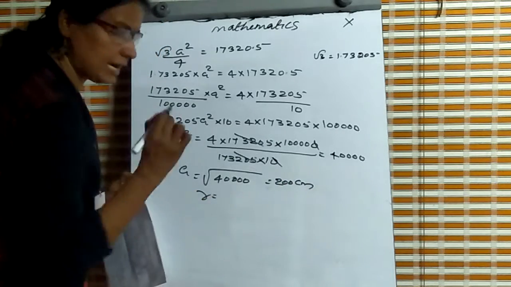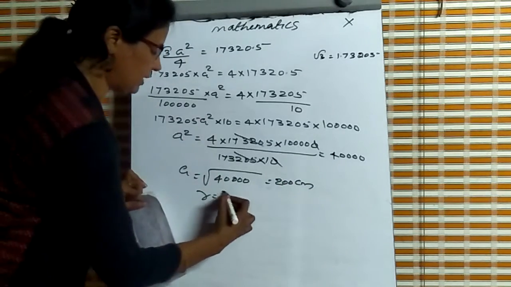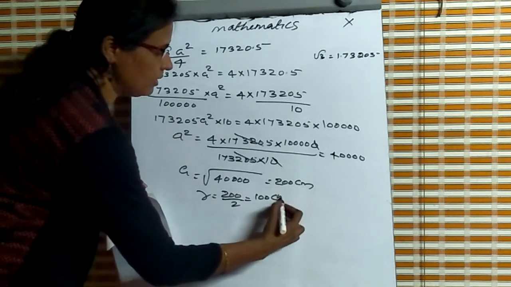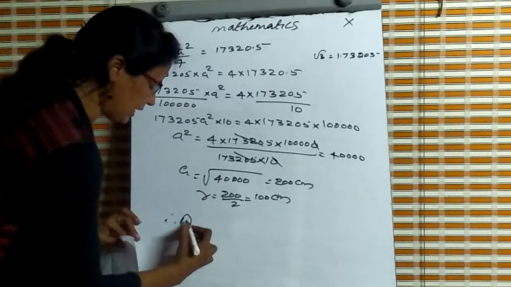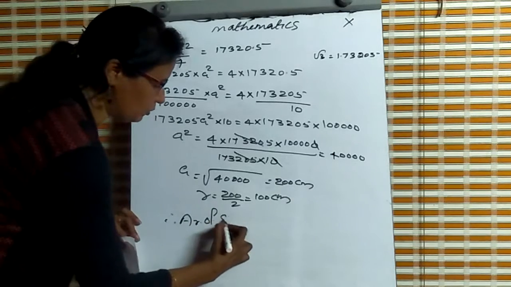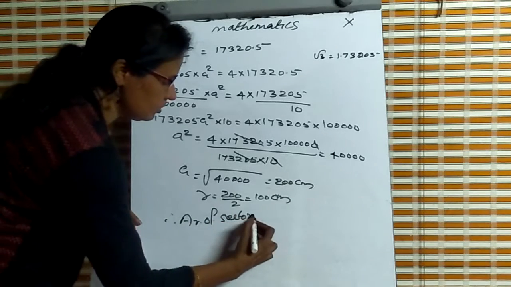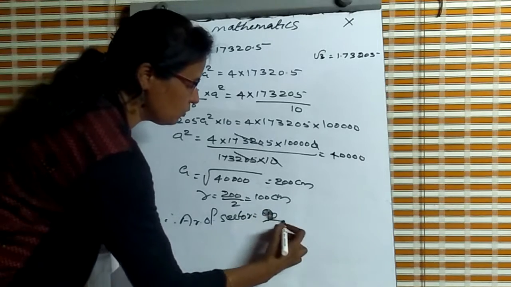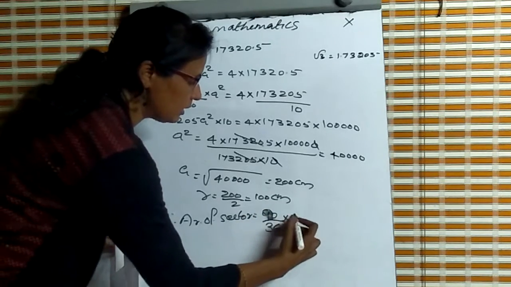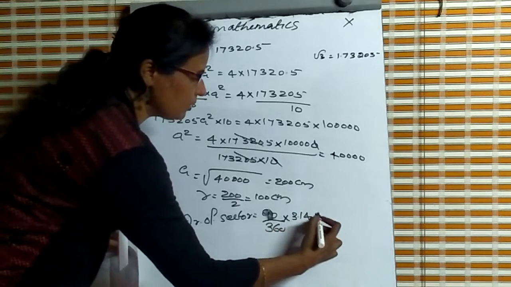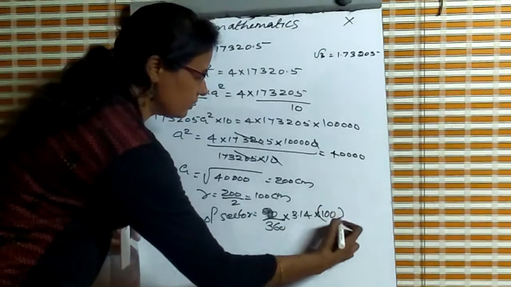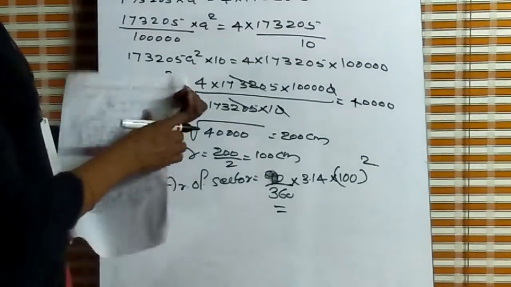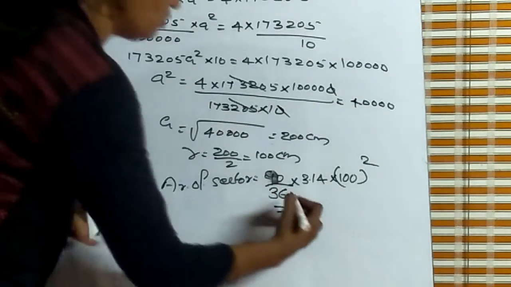Therefore, given radius is half the sides of the triangle, is equal to 200 by 2 is equal to 100 centimeter. Therefore, area of sector is equal to theta by 360, that is 90 by 360, into 3.14 into 100 square, is equal to 15700 division 3.